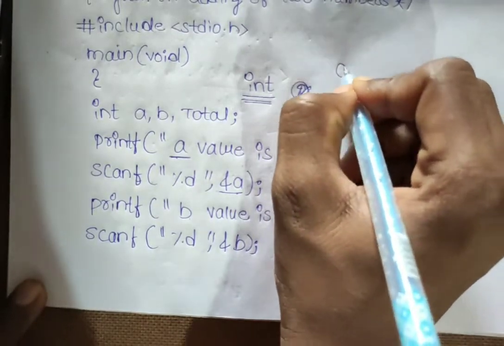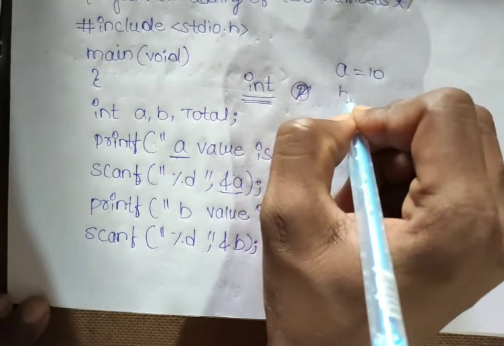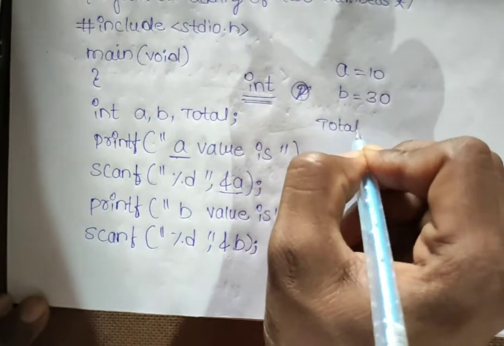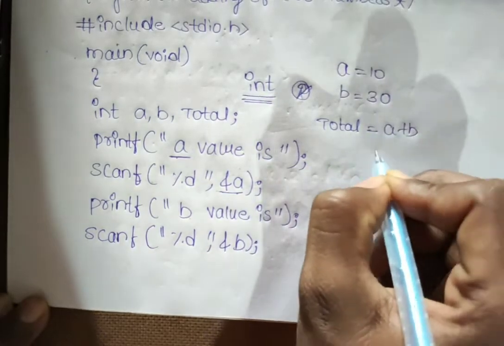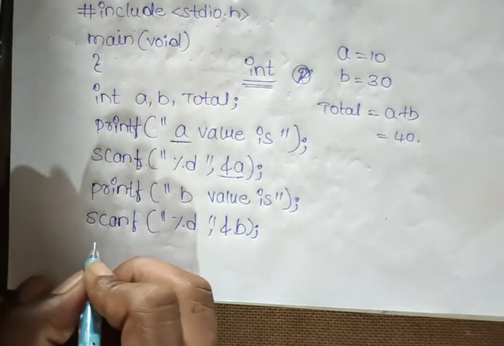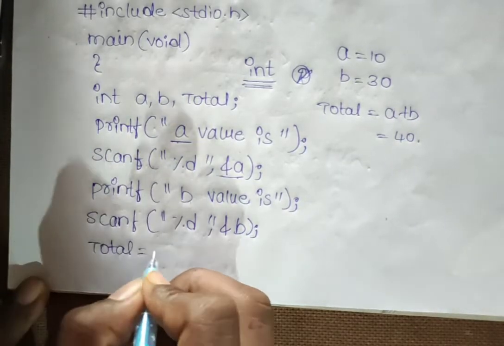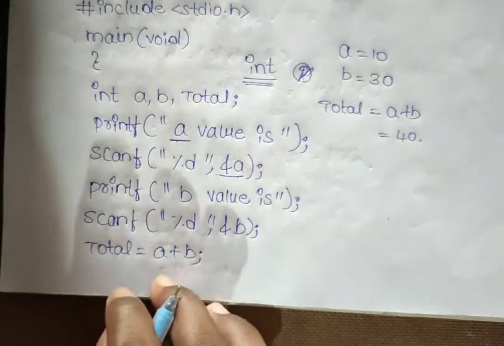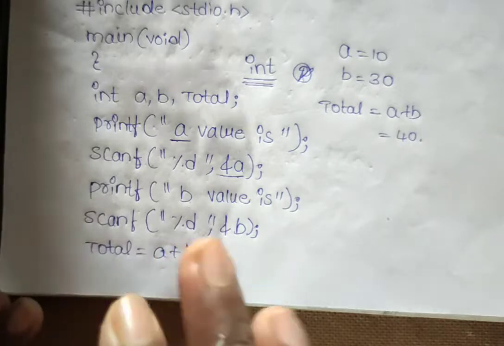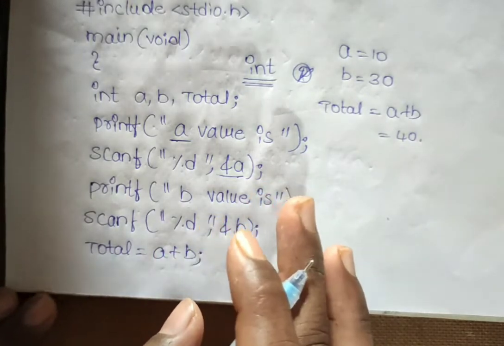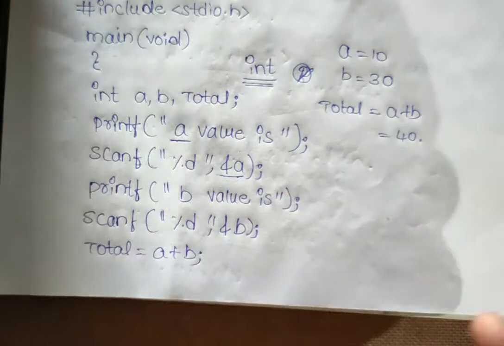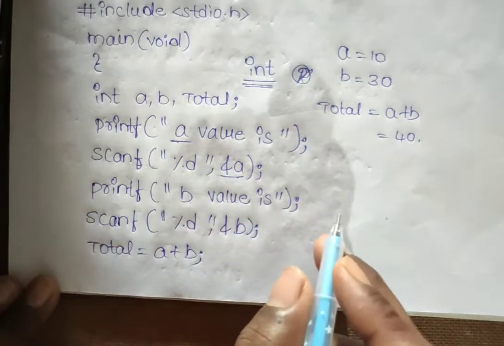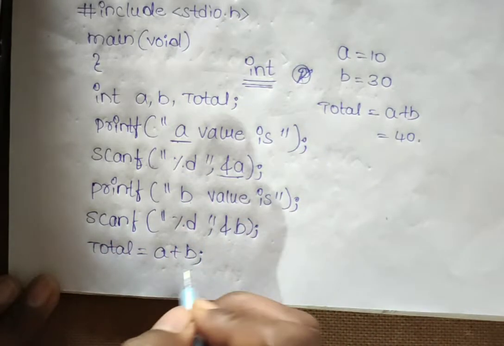Here adding of two numbers, a equal to 10 for example, b is equal to 30. Here total equal to a plus b, 40. Here total equal to a plus b semicolon. In the C language, for conditional statements only the semicolons are not needed. In the other statements, at the end of the statement we must and should give the semicolon.